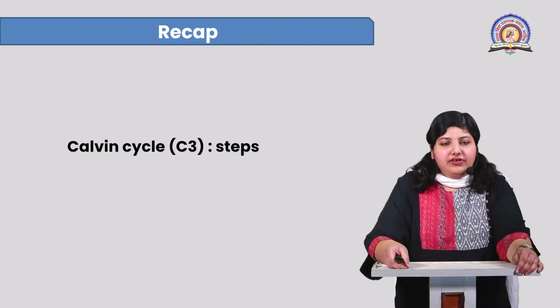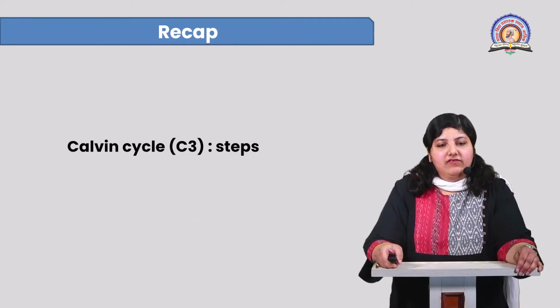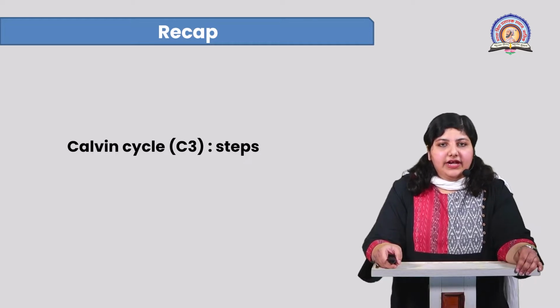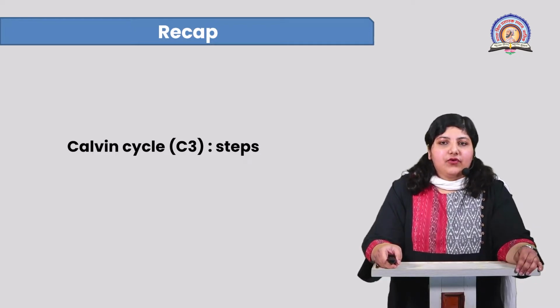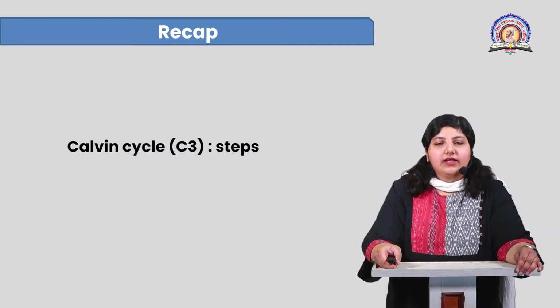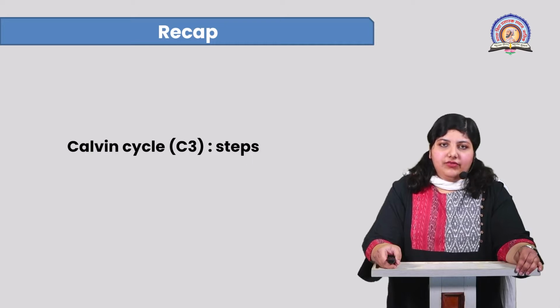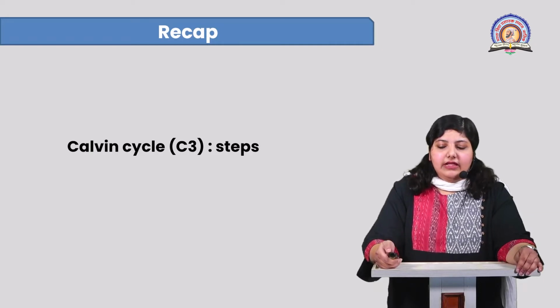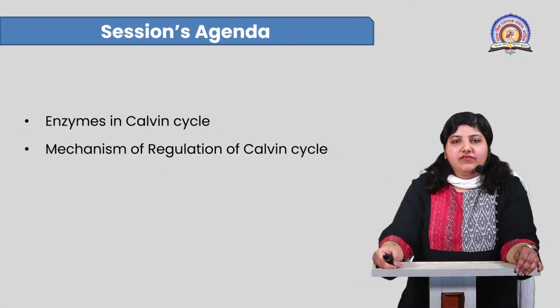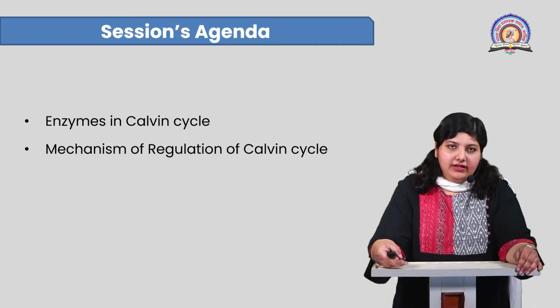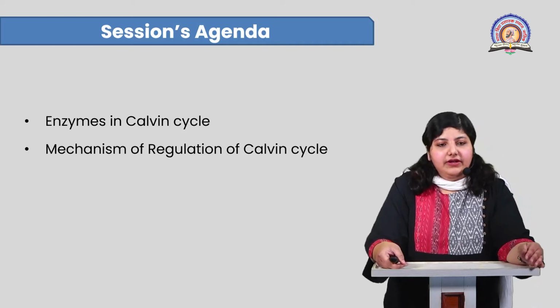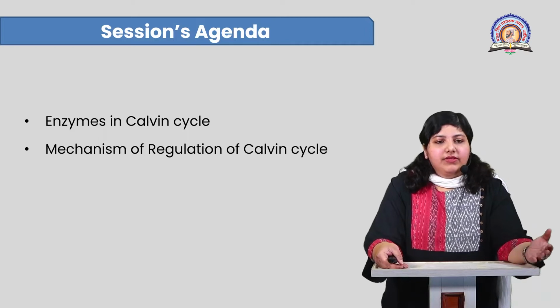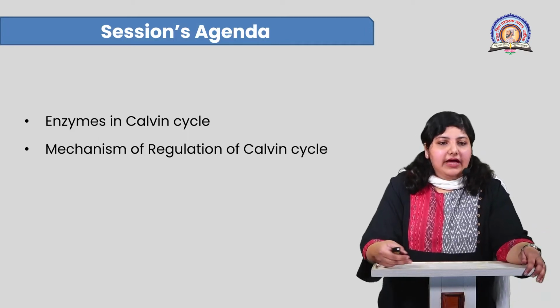In the last lecture, we had seen the various steps of the Kelvin cycle in detail. We all know that the Kelvin cycle is the major photosynthetic cycle which is used to fix CO2 in the presence of sunlight, and it is the main process of photosynthesis which fixes carbon dioxide to prepare food for the plants. All that we have seen in detail in the last lecture. In today's lecture, we will be seeing how the Kelvin cycle is regulated. We will see the different mechanisms, how the different enzymes in the Kelvin cycle are regulated.